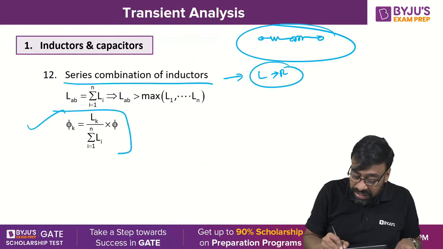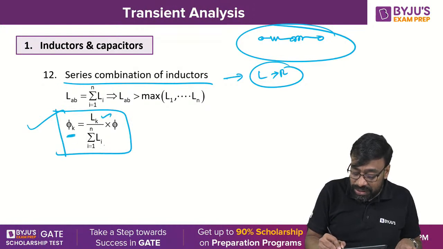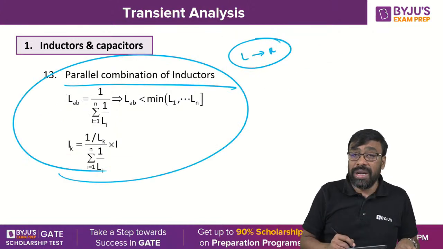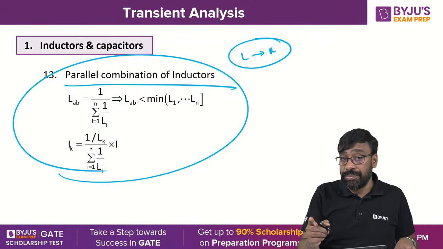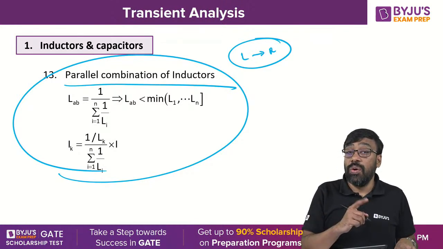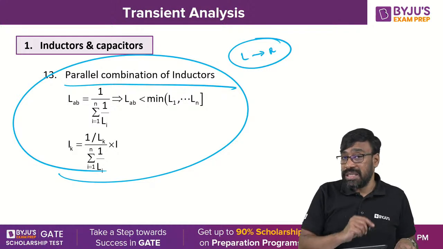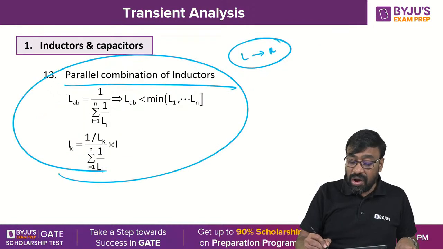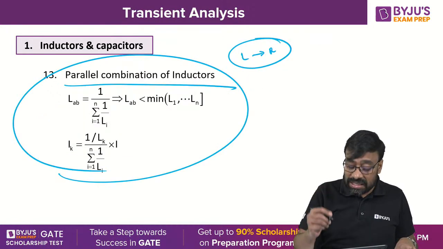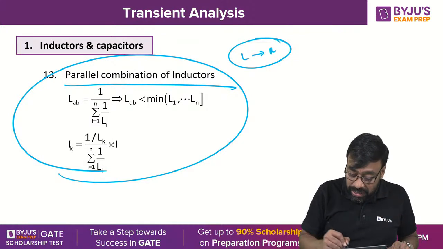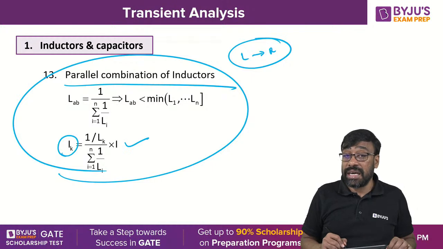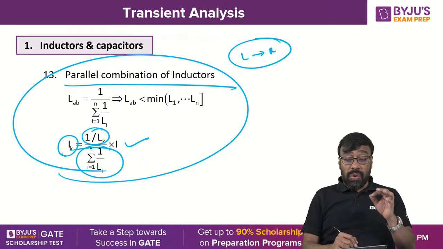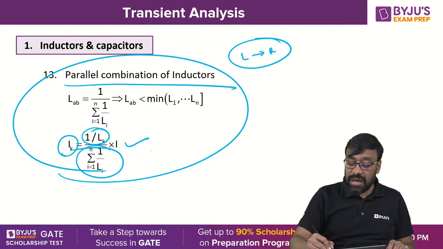Here flux division will take place. Phi k is equal to Lk by summation i equal to 1 to n Li into phi in the series combination. In the parallel combination, flux remains the same but current divides. In the series combination, voltage divides, which means flux divides, and current remains the same. In the parallel combination, flux remains the same but voltage divides. Therefore, current through the kth inductor Ik is 1 by Lk by summation i equal to 1 to n 1 by Li into I, where I is the current flowing through the kth element.